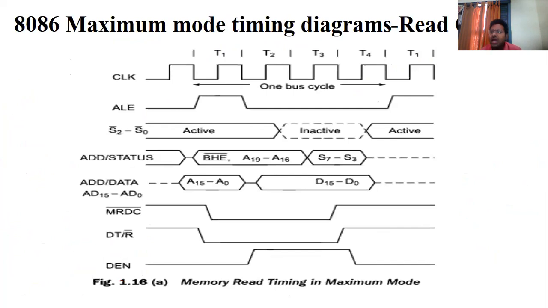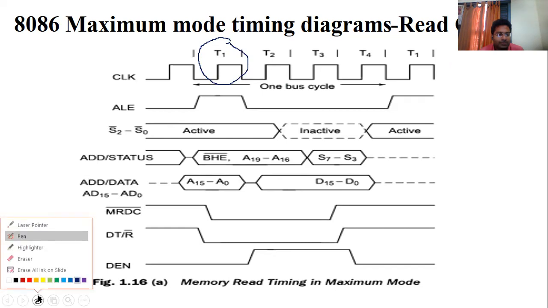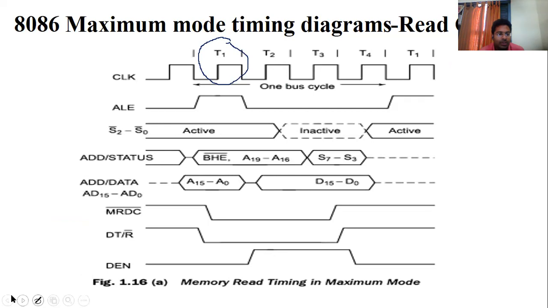Now see, this operation is very much similar in the minimum mode as well as the maximum mode. Only the pin names are changed here. You should not be confused by that. Again, a T1 clock period is required to address. So this is the read cycle.